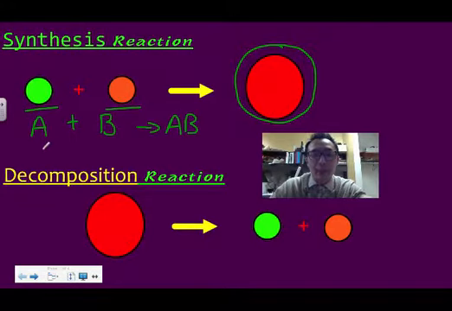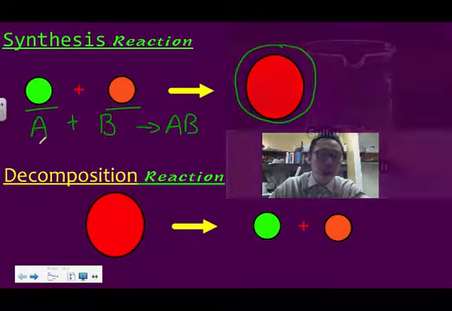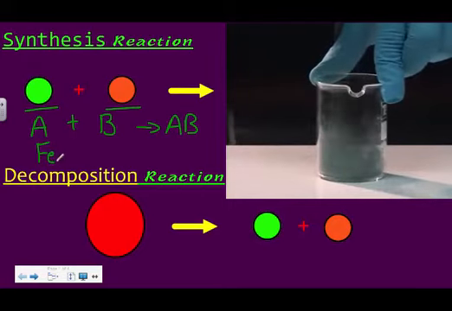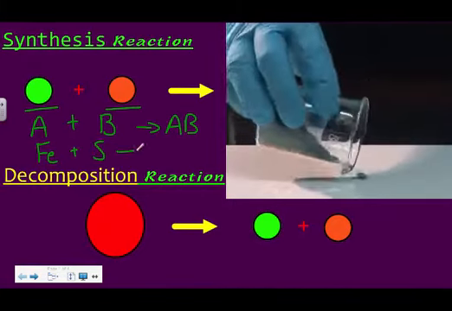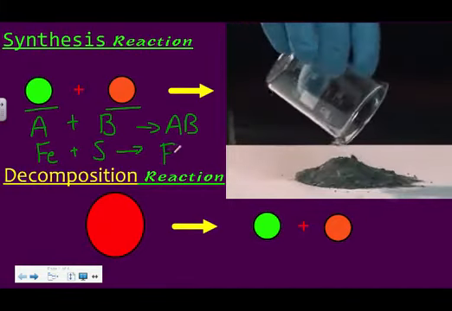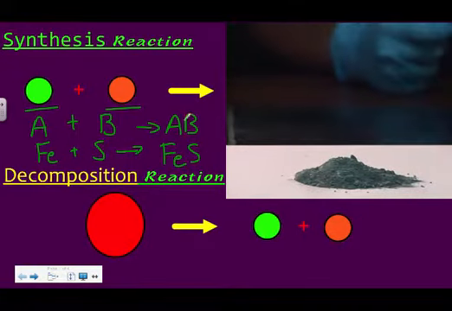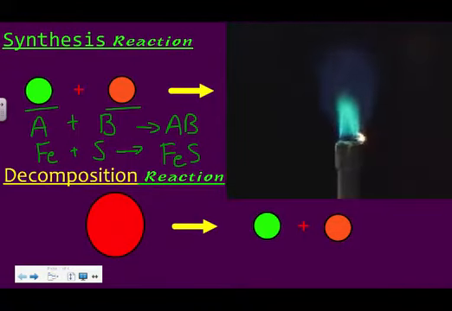A real example of this is when you mix sulfur and iron together. So if we mix iron solid plus sulfur solid, you're actually going to make iron sulfide, as you can see in the video right here.